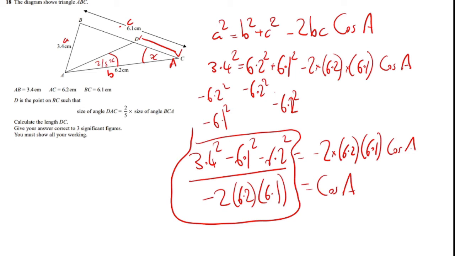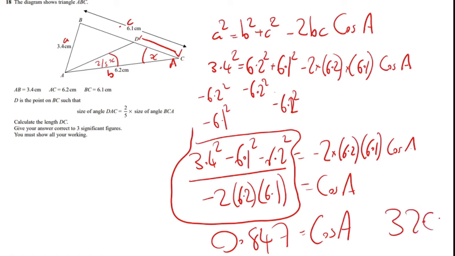3.4 squared minus 6.1 squared minus 6.2 squared, all over minus 2 times 6.2 times 6.1. So I've got 0.847, which equals cos A. So A is going to have to be the inverse of that number. I'll do cos minus 1 of 0.847, and I've got A to be 32.08. So that's X in this case. 32.08.